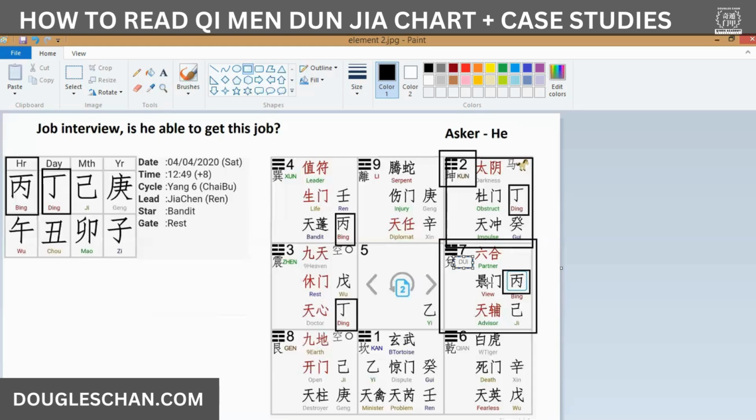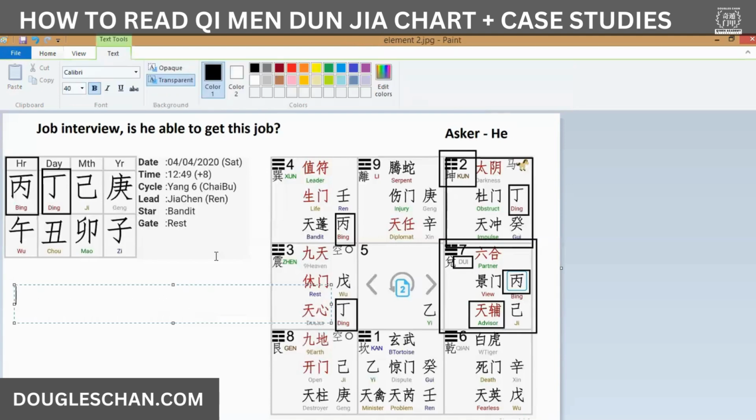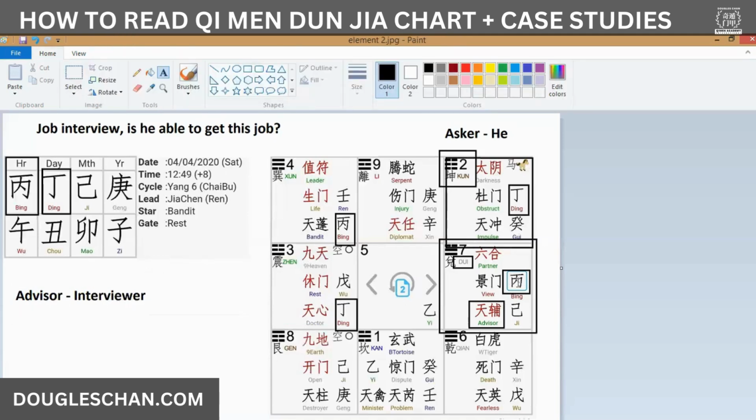And we also have to see the interviewer. That means the interviewer is actually represented by this thing called the advisor. Okay, the advisor itself, let's write it down, ADVI, advisor, that means the interviewer. So the interviewer is actually together in the same box of the answer. But it is not together with him because he's over in box number 2. So that means the asker is also trying to impress the interviewer. Okay, he's trying his best for the interview.